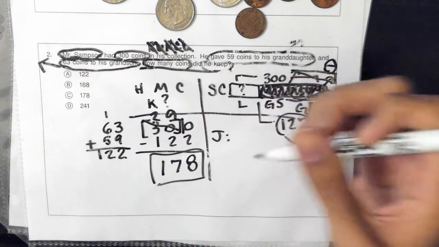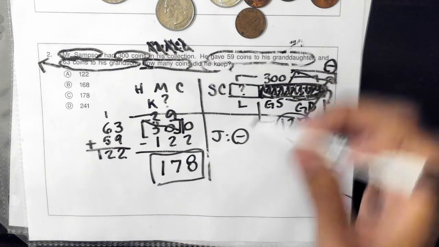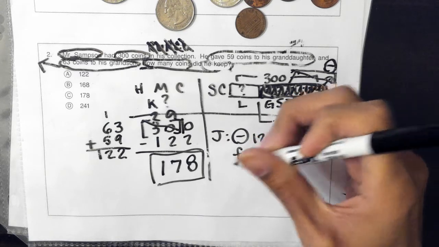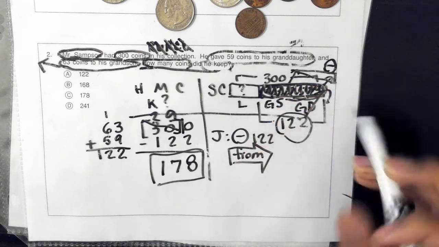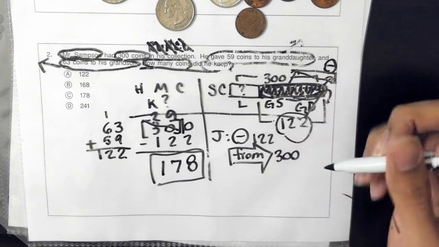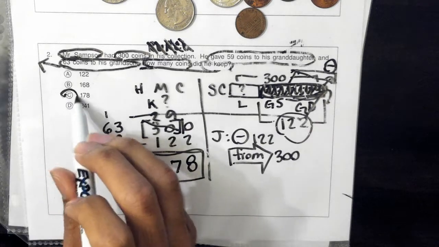To justify, I can write down that I took away 122 from 300, because I started from 300. Here's 178.